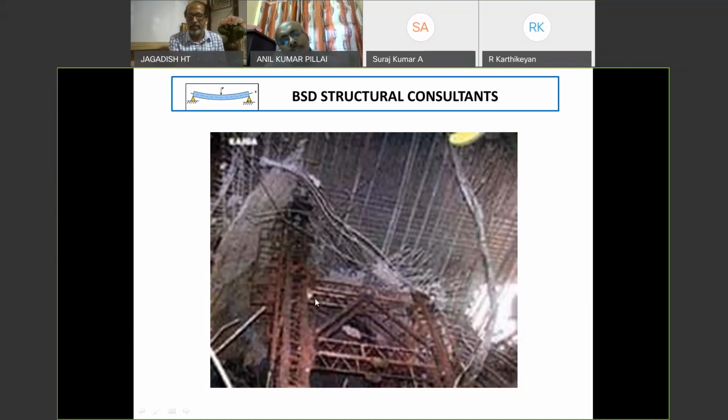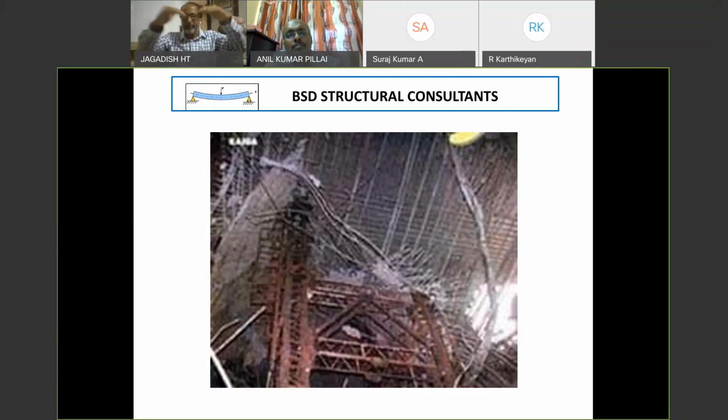Now de-sheeting was completed, all the formwork was removed. But what you see, the red color structure here, was a central tower. It was a temporary tower installed for supporting the formwork. The dome formwork was in the shape of a cloud. It was made of trusses. So the truss, one end was resting on the tower, the other end was resting on the ring beam.